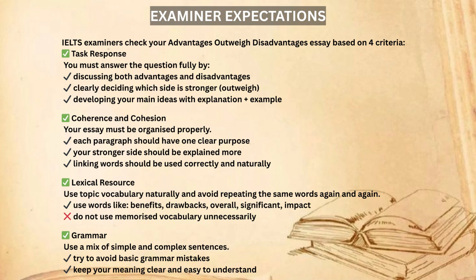Now the fourth one is grammar. Use a mix of simple and complex sentences. Try to avoid basic grammar mistakes. And most importantly, keep your meaning clear and easy to understand. So, if you focus on these 4 criteria, your essay will automatically reach band 7 plus level.